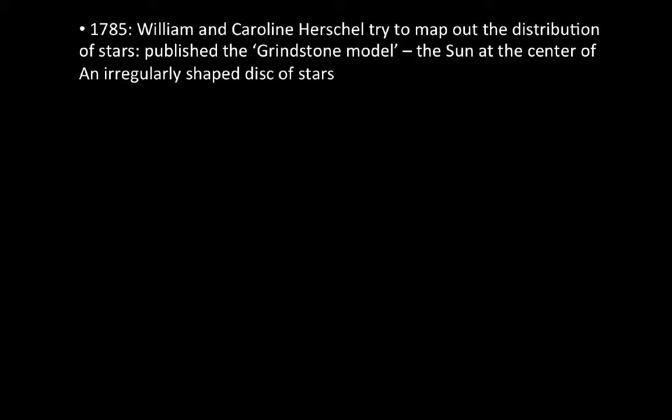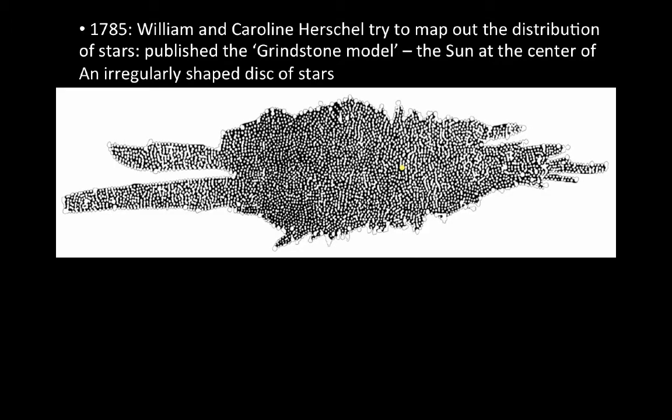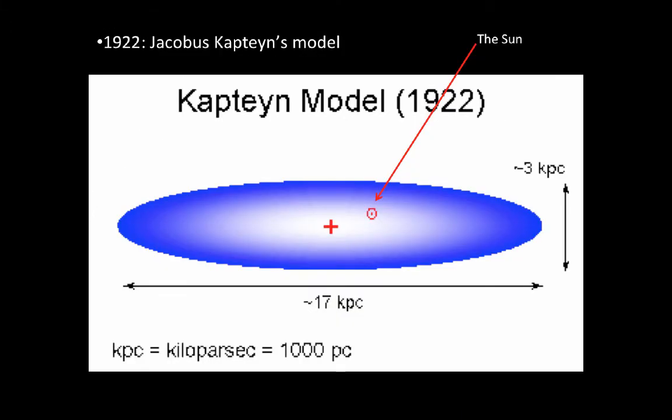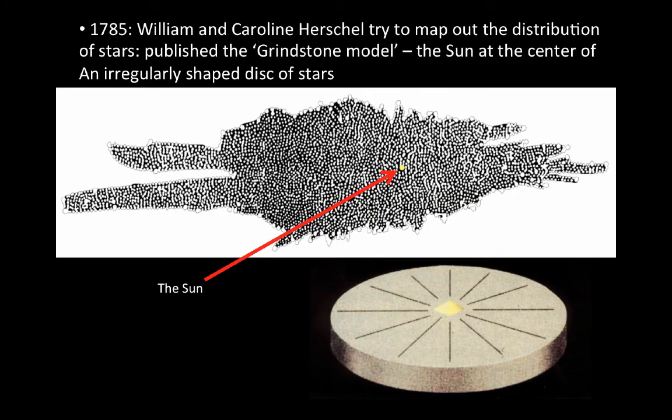They published their so-called grindstone model, the Sun placed at the center of an irregularly shaped disk of stars. This is a side-on cross-section through that disk. It was named the grindstone model because it resembled a very irregular version of a flat disk, like a grindstone. The Sun was placed roughly at the center.